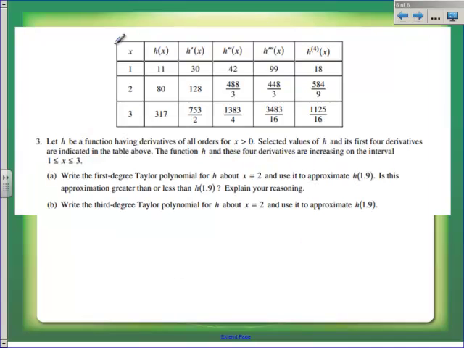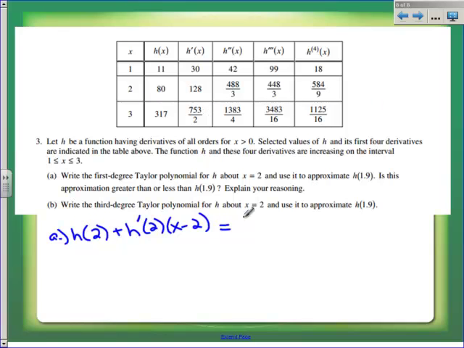All right, let's answer one last question here, and then we're going to have some more tomorrow in class. This is from the College Board 2007, I think, test. Doesn't matter. But we've got a bunch of information about a function here, h. We've got h's position at 1, 2, and 3, and its derivatives at 1, 2, and 3 as well. And question A says, write the first degree Taylor polynomial for h about x equals 2. Well, that will be h of 2 plus h prime of 2 times x minus 2. That's just the tangent line equation.